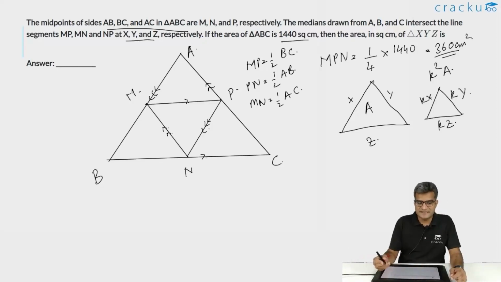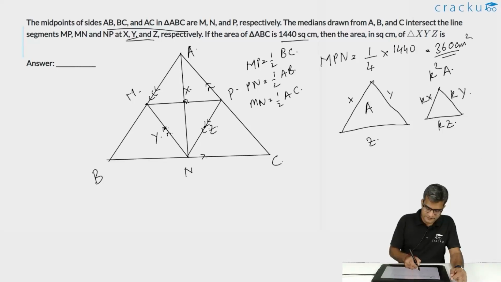Z, they themselves are the midpoints of MP and N. So this will be X, which is the midpoint of MP. Y is the midpoint of MN. This is Y and this is Z. X is formed when you are joining A to N, but X itself will be the midpoint of MP. Similarly, Y and Z will be the midpoints of the remaining two sides.